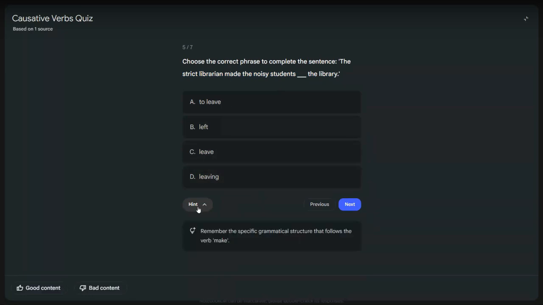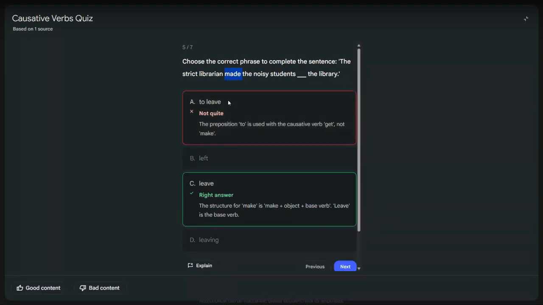Okay, let's see the hint again for the other members. Remember to specify the grammatical structure that follows the verb make. If every one of you remembers, in the make thing we mentioned that to is required. In everything else, to was not needed. But for make, right? Here, made is the other form of make. So do not get confused by make. Made is just another form of make. So we will use to.